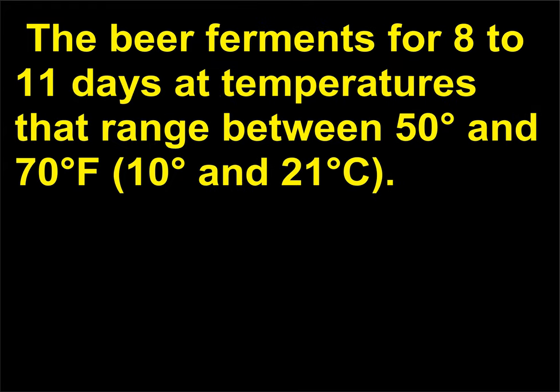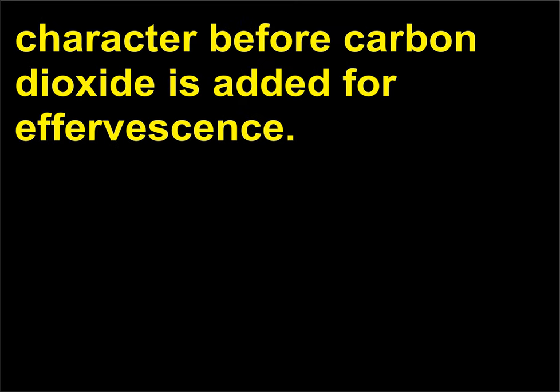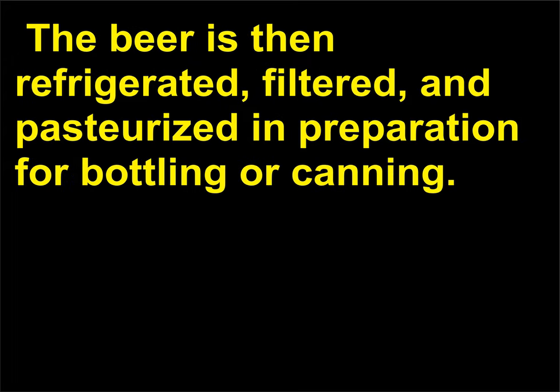The beer ferments for 8 to 11 days at temperatures that range between 50 degrees and 70 degrees Fahrenheit, 10 degrees and 21 degrees Celsius. The beer is then stored and kept at a state that is close to freezing. During the next few months, the liquid takes on its final character before carbon dioxide is added for effervescence. The beer is then refrigerated, filtered, and pasteurized in preparation for bottling or canning.